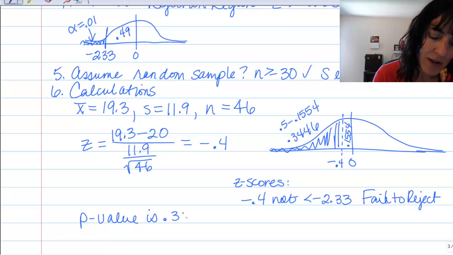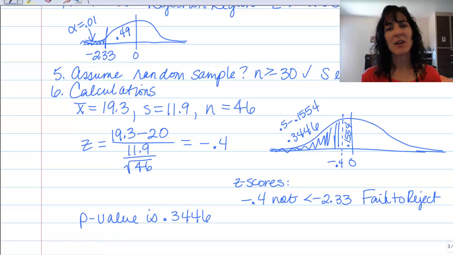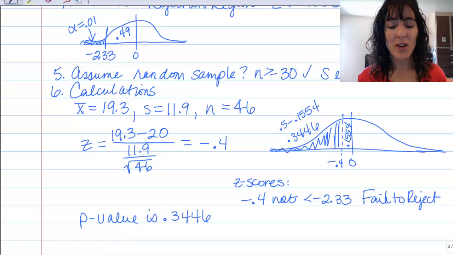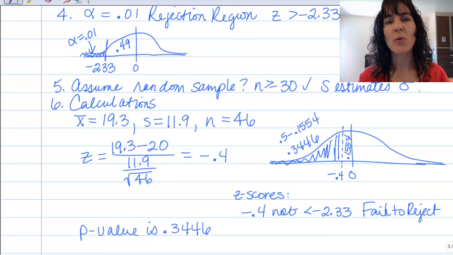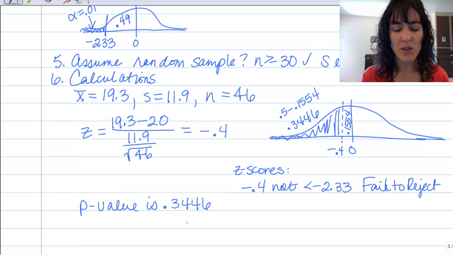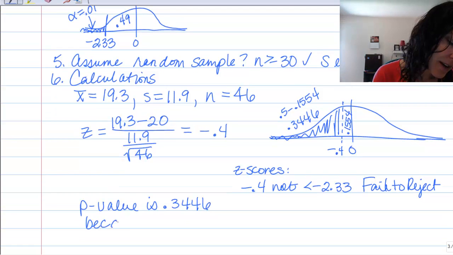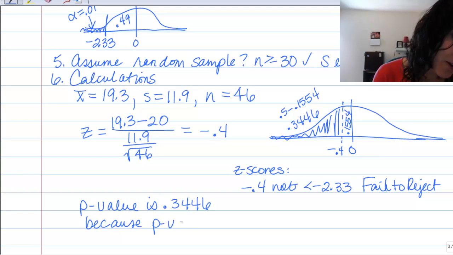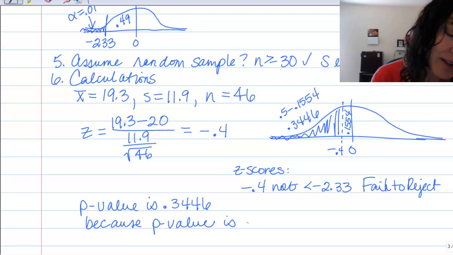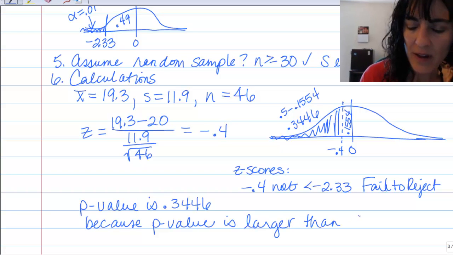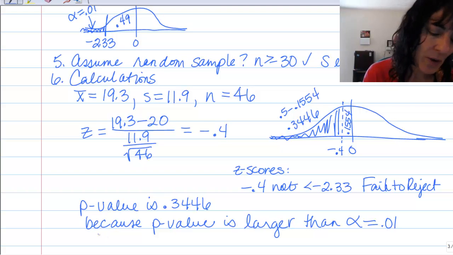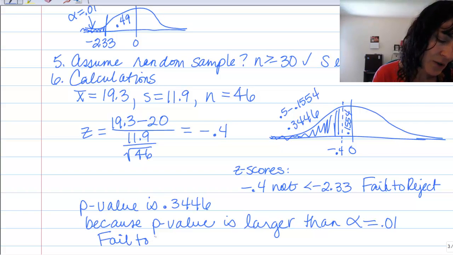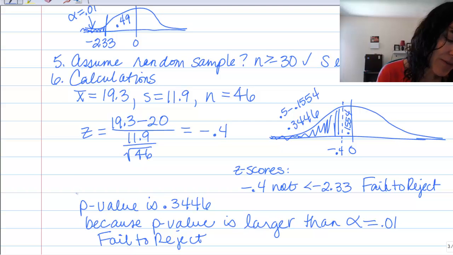So my p-value is 0.3446. Wow, that's way bigger than the alpha of 0.01. And so because the p-value is larger than alpha equals 0.01, we will fail to reject. And that's our p-value analysis. So if we're just looking at p-value and alpha.